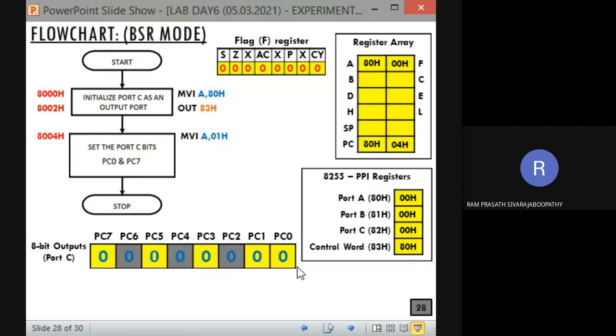Accumulatorல போட்டாச்சு, எழுதணும். What must be the instruction you have to use? Control word எழுதணும். Yes, any idea? I have to write this to the control word register. What must? Yes, very good.